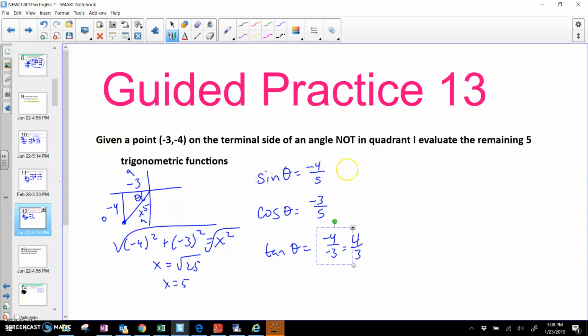My reciprocal functions, sine and cosecant, go together, so I get negative 5/4 for cosecant. Cosine goes with secant, so I get negative 5/3 for secant. And cotangent goes with tangent, so I get 3/4 for cotangent.